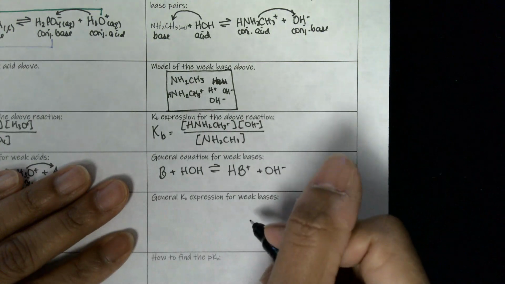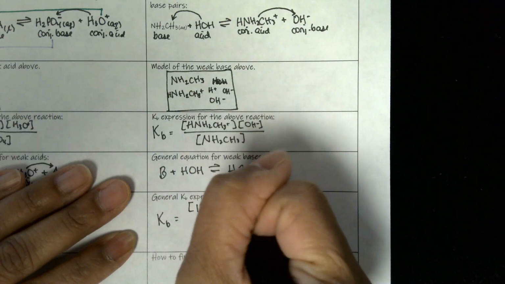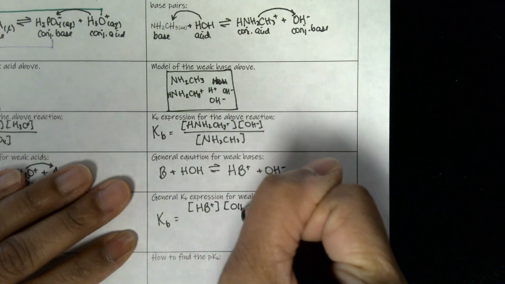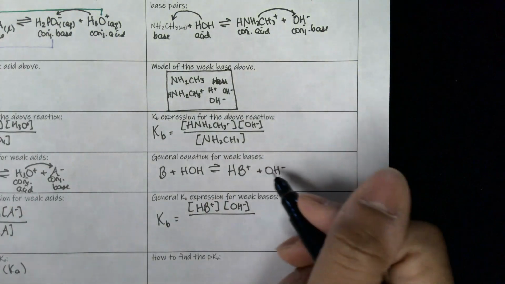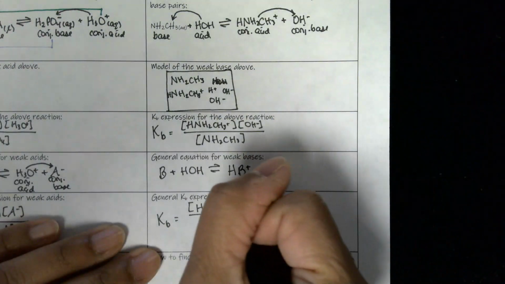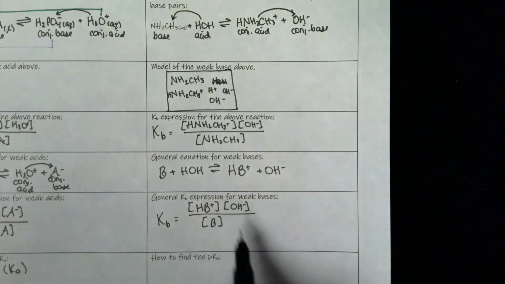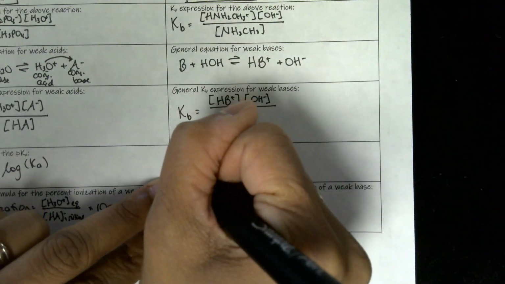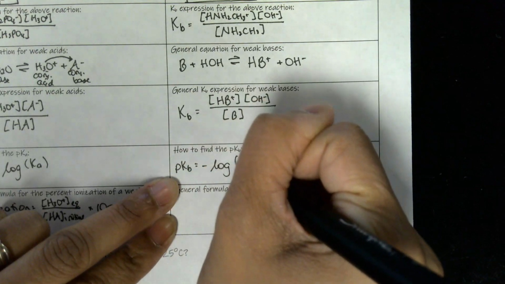So a general expression for this would be Kb is equal to the concentration of your HB times your concentration of OH minus. So the concentration of your conjugate acid and your conjugate base over the concentration of your base. And get used to the lettering of this as well. To find the pKb, in this case, the pKb is equal to the negative log of the Kb.